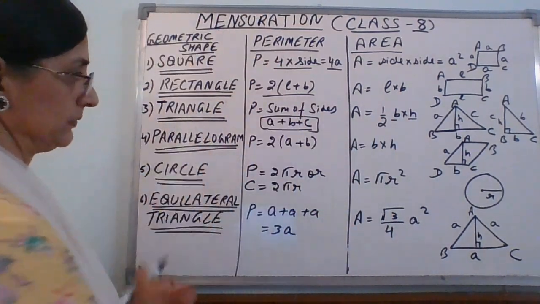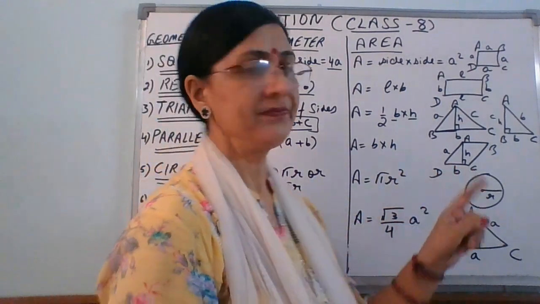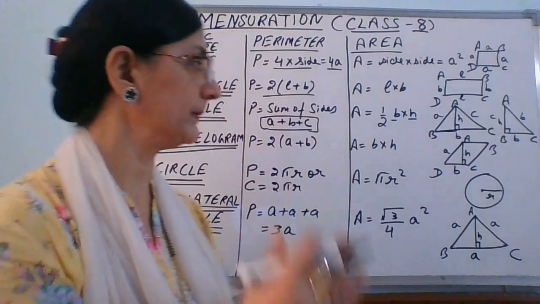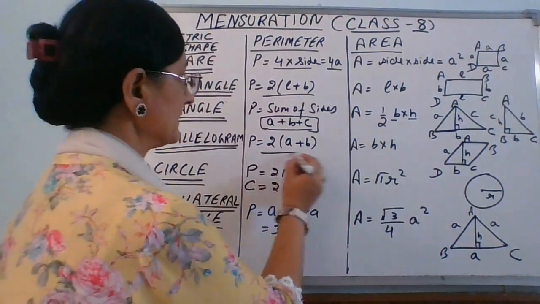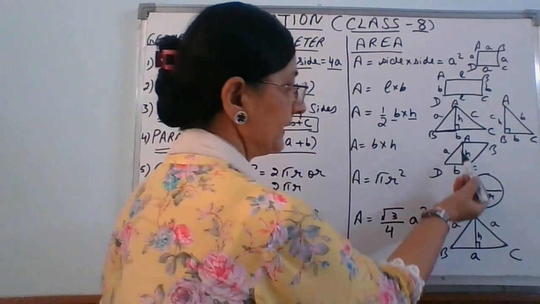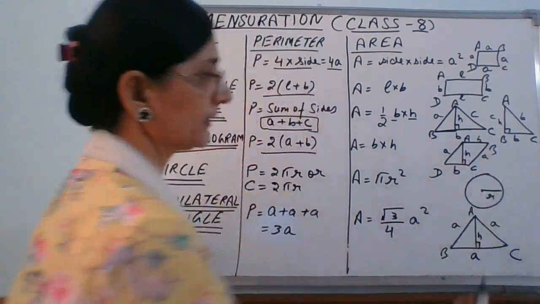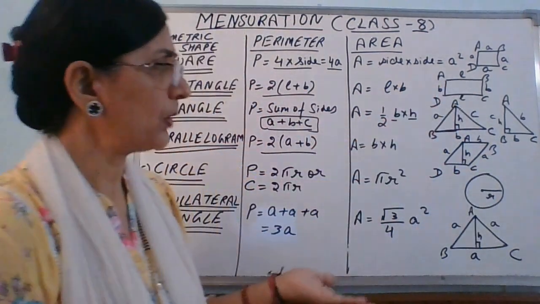Then comes the parallelogram. In this type of figure, two sides are parallel. These sides are parallel, and the opposite sides are also equal, right? So the perimeter is the same as for a rectangle, right? These sides will be the same, B and B, and A will be the same. It is kind of a rectangle, because in a rectangle also the opposite sides are the same.